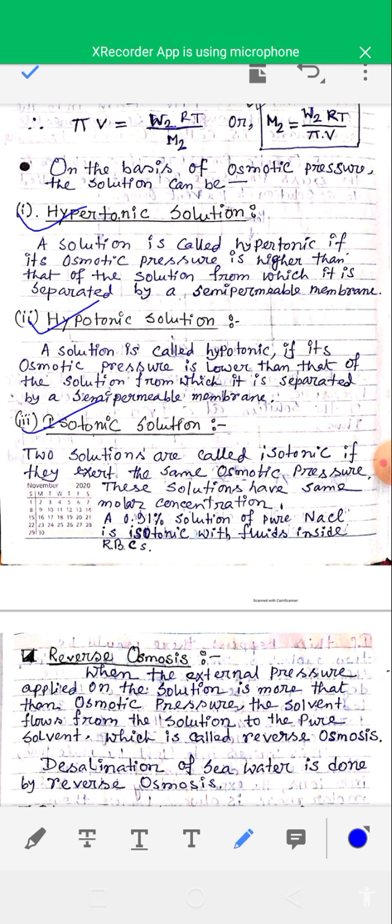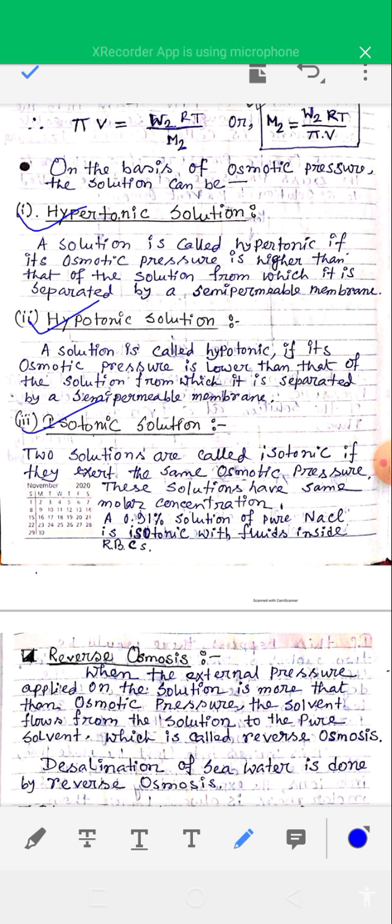Okay, and hypotonic solution: a solution is hypotonic if its osmotic pressure is lower than that of the solution from which it is separated by a semipermeable membrane. An isotonic solution means that if the osmotic pressures of two solutions are equal, then both solutions are called isotonic to each other. Two solutions are called isotonic if they exert the same osmotic pressure and have the same molar concentration.